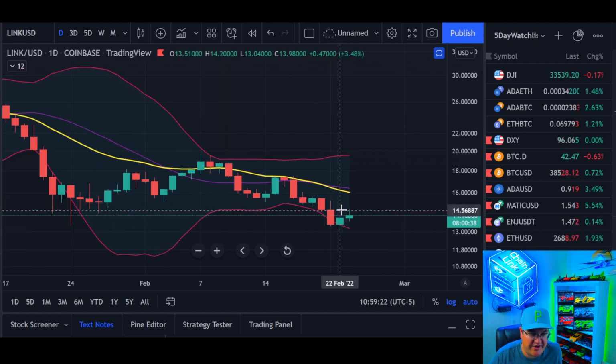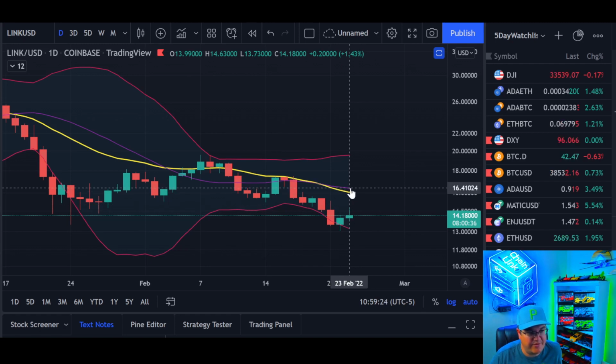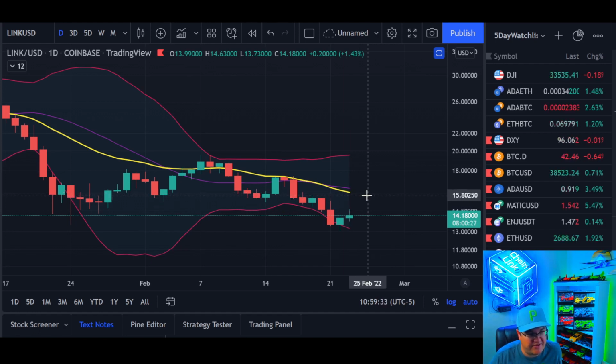And so the odds are increased of us going to test the median line here again, which also we're going to have to battle through the 21-day EMA right here, around $16 as of today. But this will probably slowly downtrend over the day.